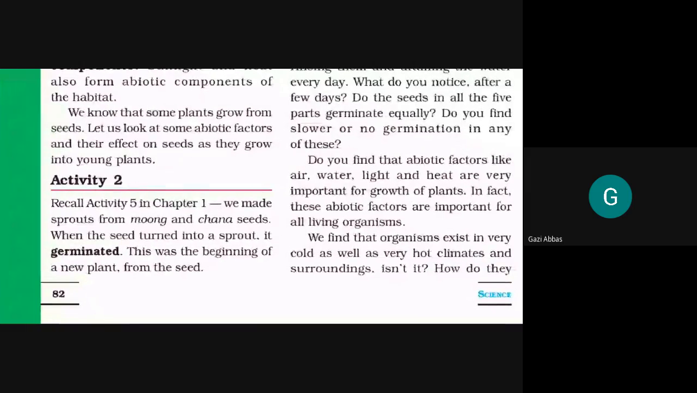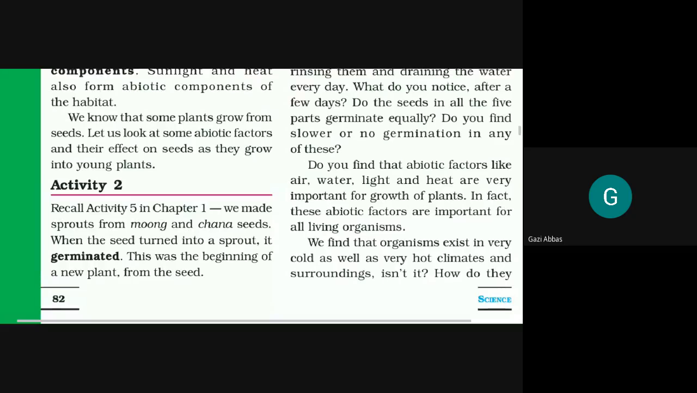Activity 2. Recall activity 5 in chapter number 1. We made sprouts from moong and chana seeds. When the seed turned into a sprout, it germinated. This was the beginning of a new plant from the seed.